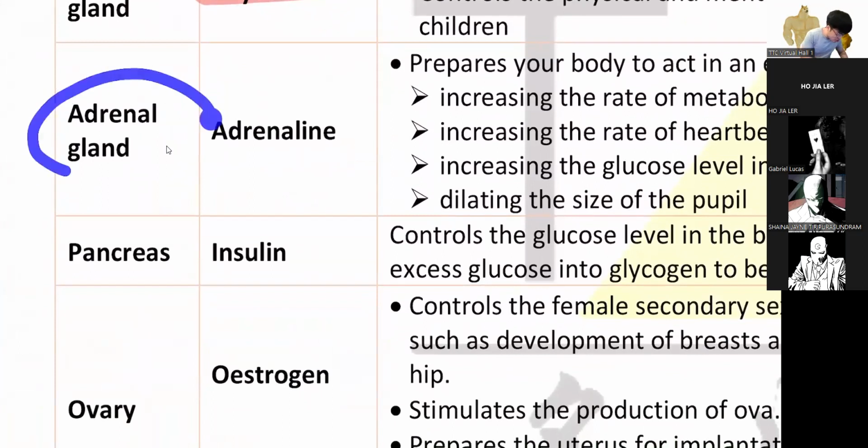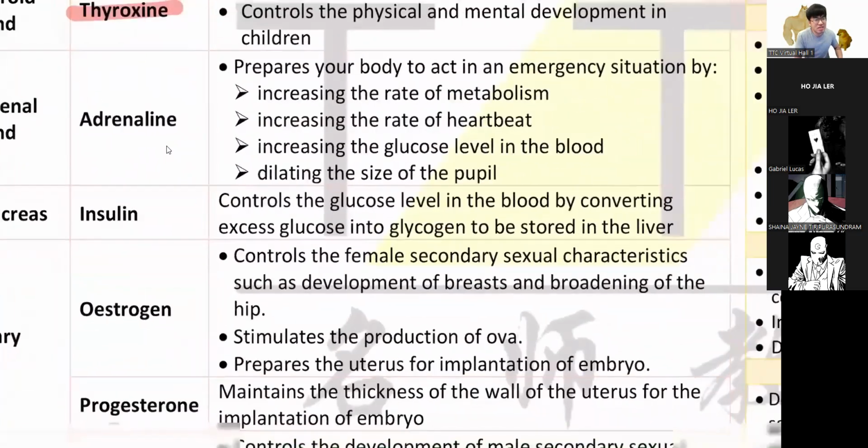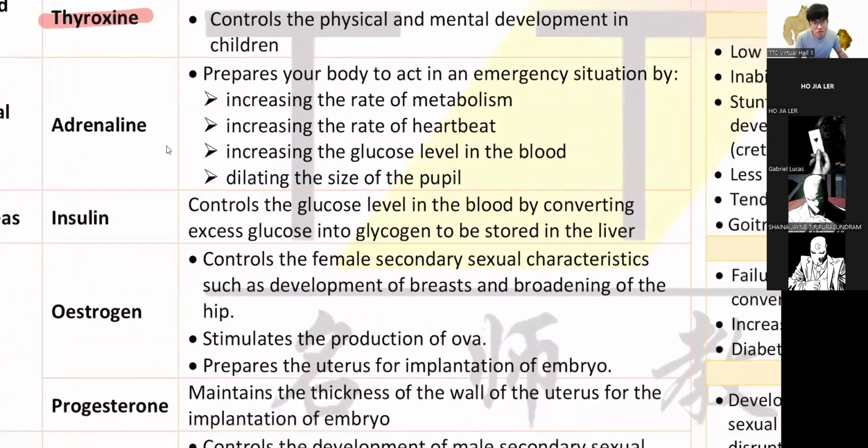All right, so what is your adrenal gland? Adrenal glands produce something called adrenaline. I think I mentioned this just now. Adrenaline is the hormone that makes you panic. That heart-beating-out-of-your-chest feeling, the sinking stomach feeling, that's your adrenaline. As you can see, it puts your body into overdrive. It increases your metabolism, heartbeat and glucose, and dilates your pupils so your eyes open wide. So guys, this is a good thing to help you survive.